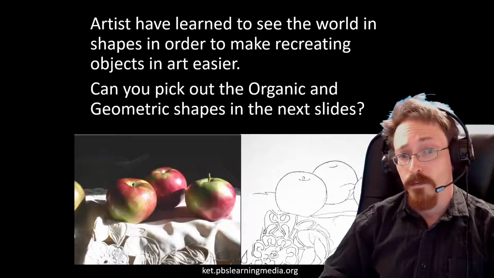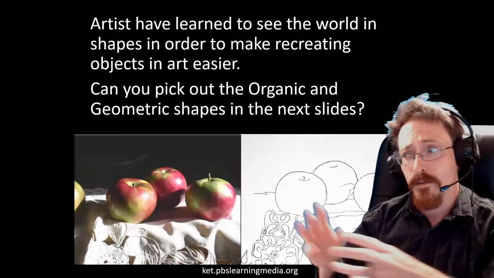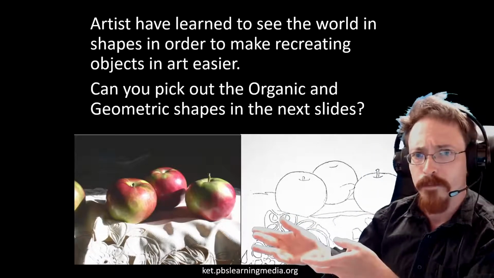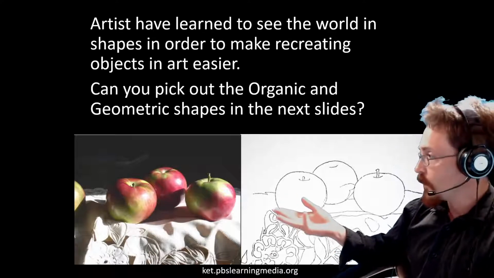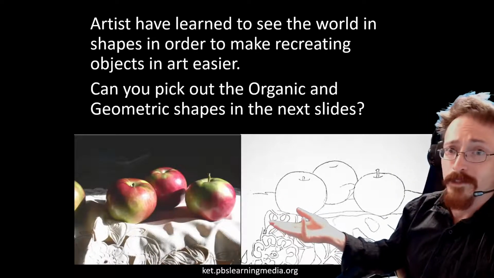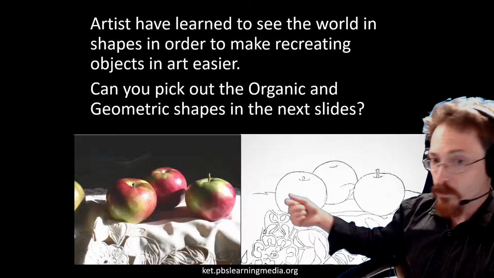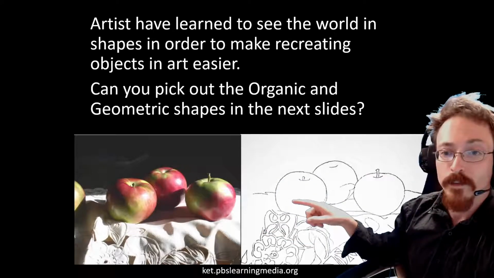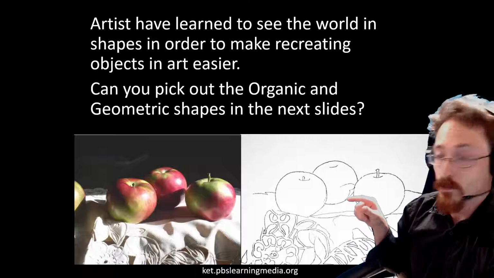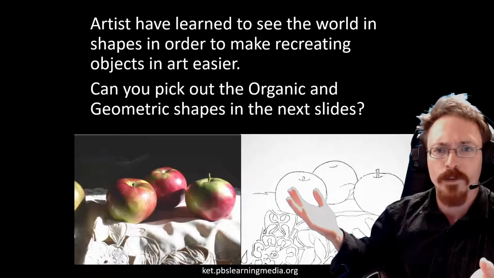Well, all you have to think is, yes, it's an apple, but it's just basic shapes. That's all it is. For instance, if you look at this, yes, it's an apple, but it's a circle. So we just draw a circle right there. And you come over here and look, there's another circle and another circle. Boom, you've got all three of your apples done.